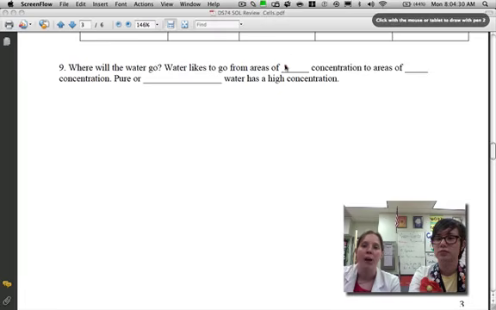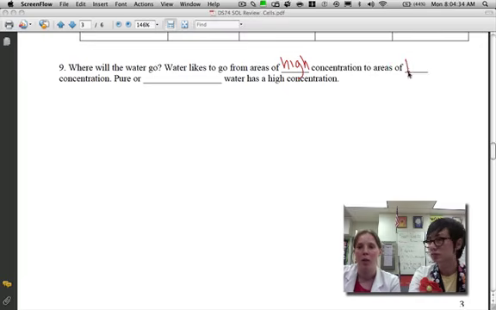Water likes to go from areas of high to areas of low. Water likes to go from high to low. It rhymes. Concentration, just like other molecules. And the other important thing to know is that pure or distilled water, distilled means the same thing as pure, has a very high concentration.